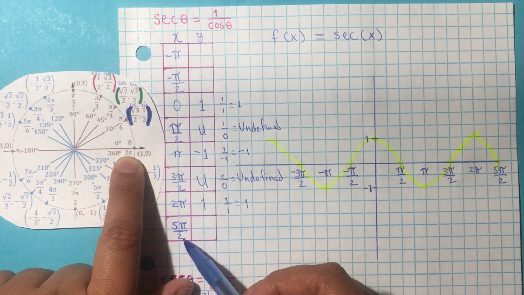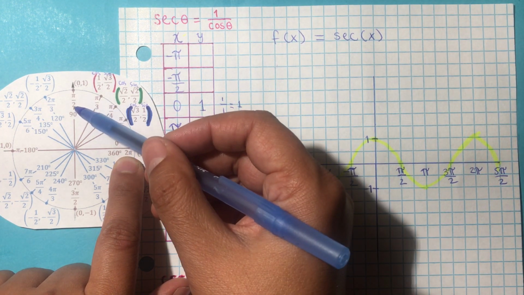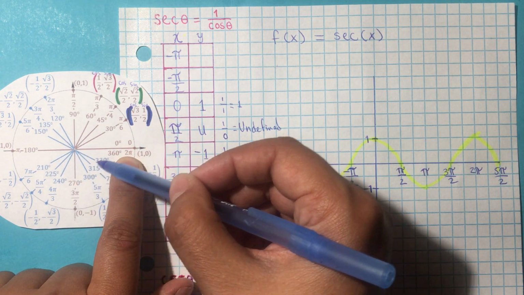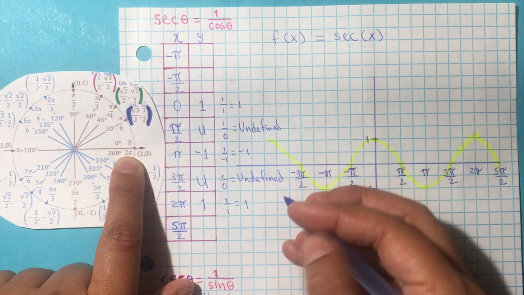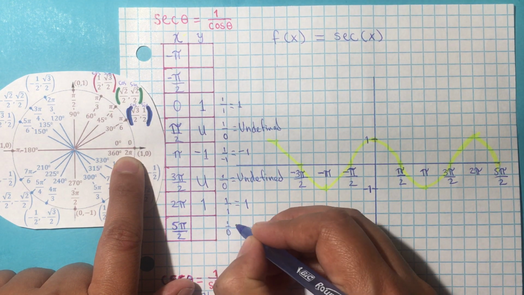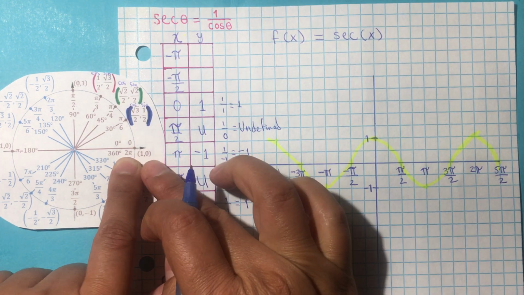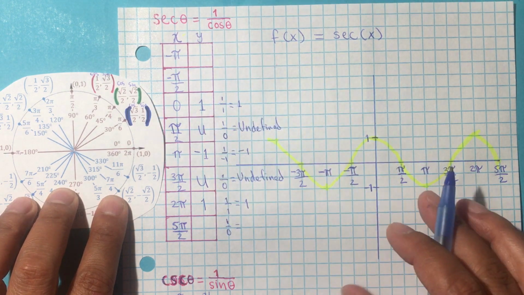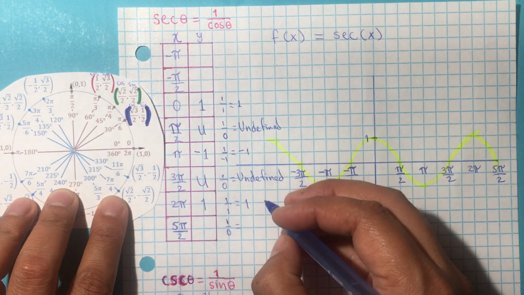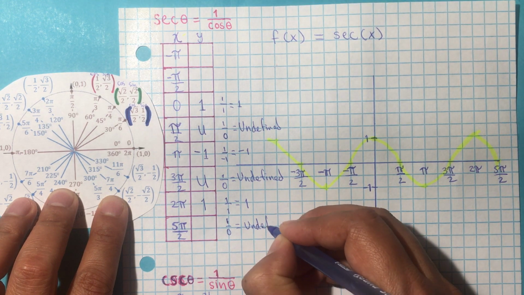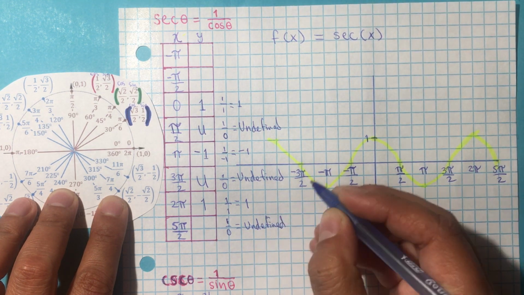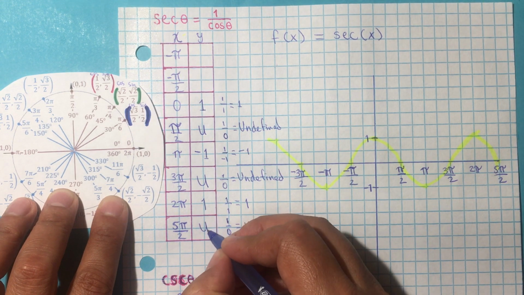5 pi over 2 is like saying 1, 2, 3, 4, 5. So it's right here. And so the cosine value is 0, so it's 1 divided by 0, and it's going to be undefined. And so we just put a u in here.